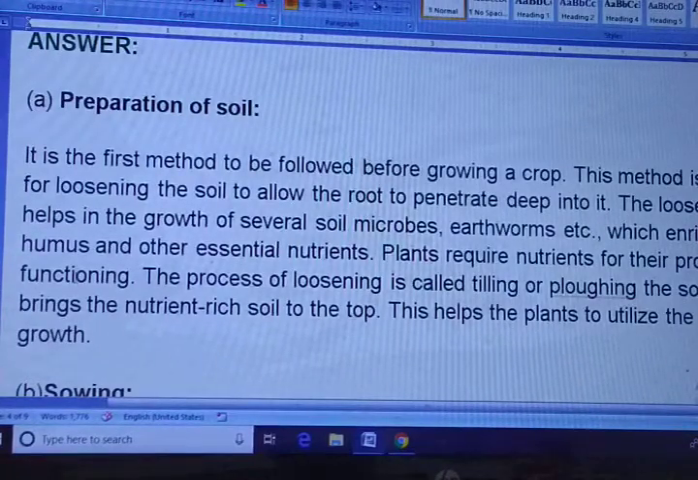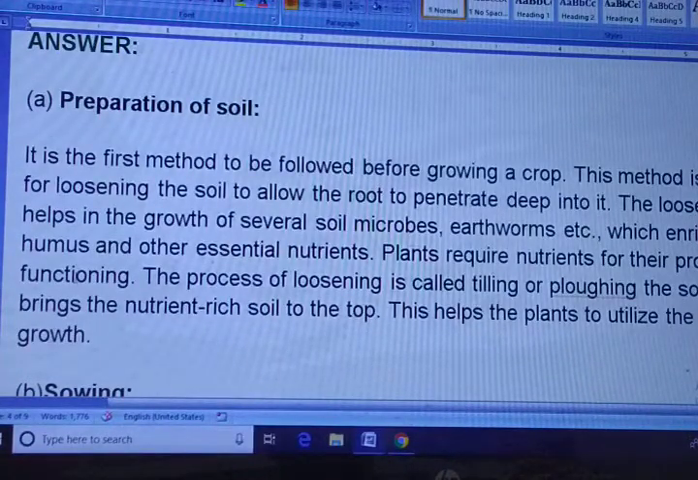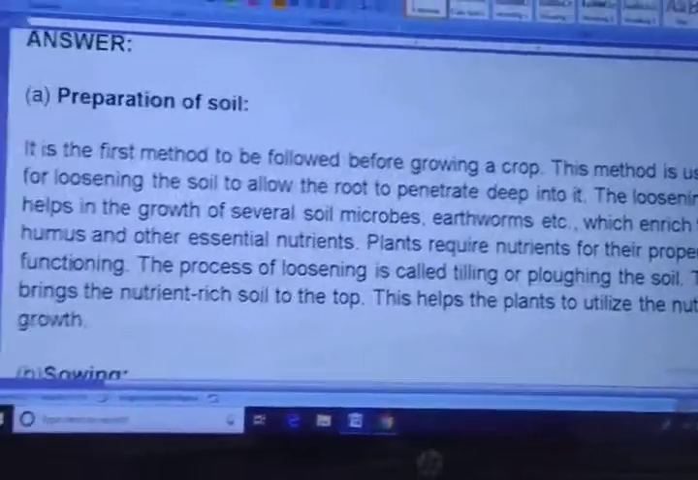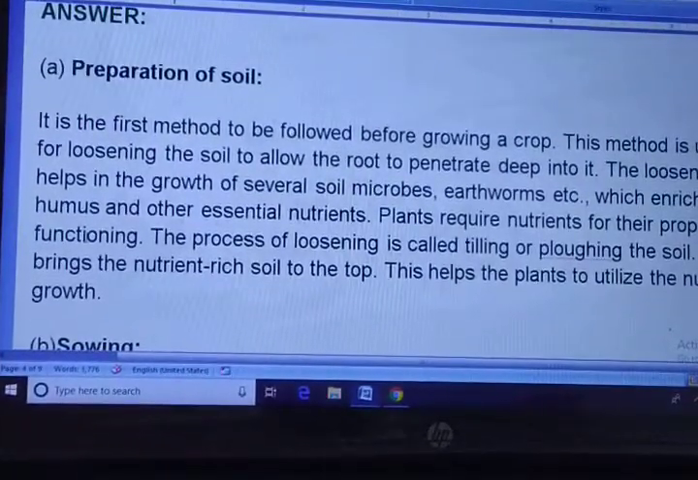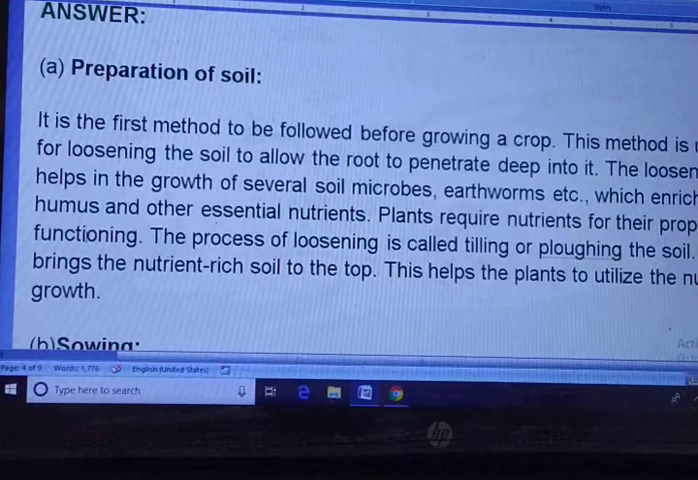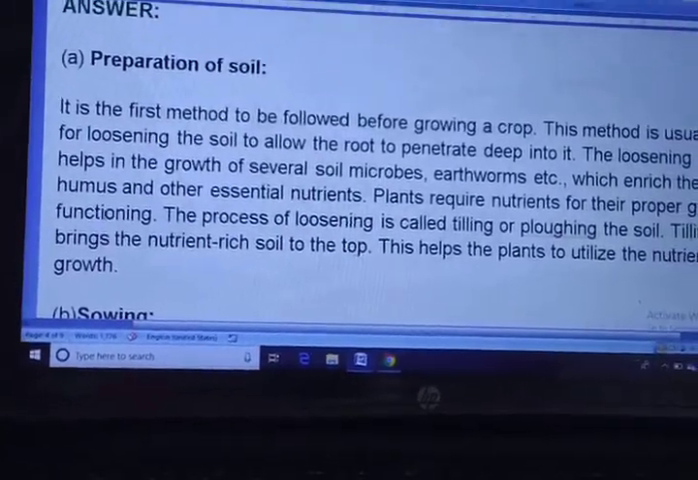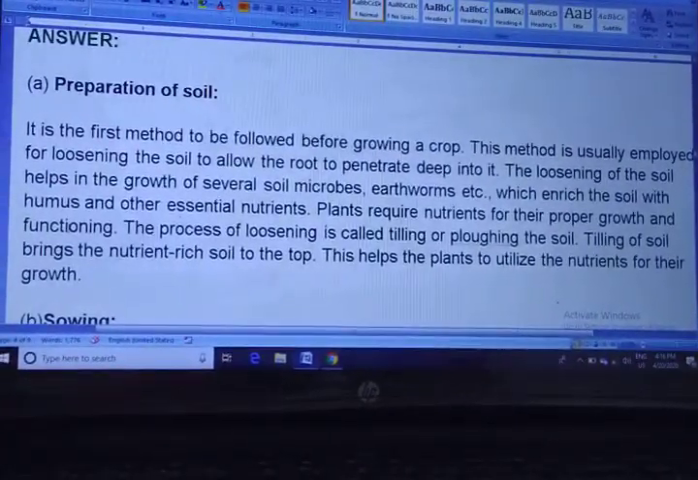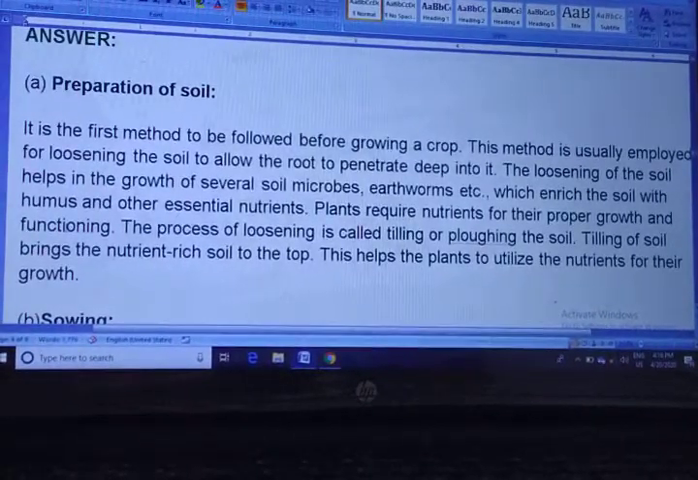I am explaining also. In this, especially, it is the first method to be followed before growing a crop. This method is usually employed in the soil for loosening the soil, which will specially allow the root to penetrate deep into it. The loosening of the soil helps in the growth of several soil microbes, earthworms. As you can see, the whole answer you will be able to see from here, right? I hope you are able to see. If you are not able to see, then whatever I am explaining, please write it.